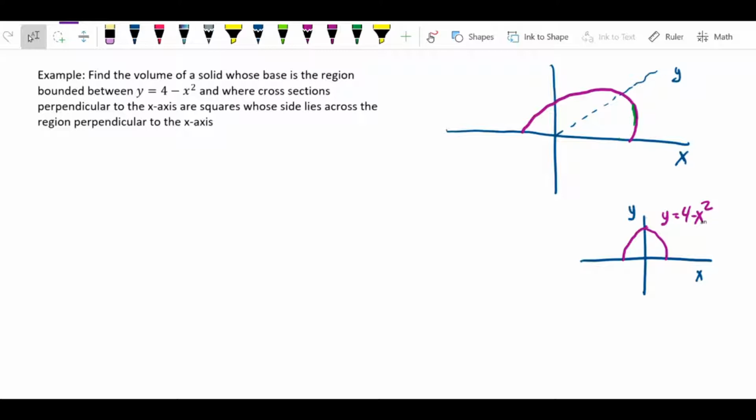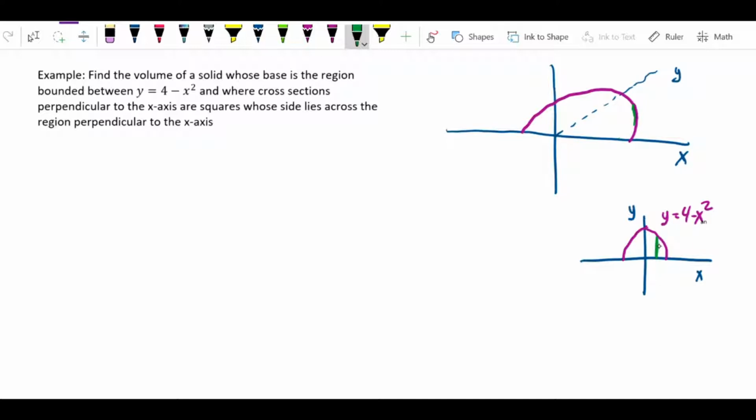So the example is, find the volume of a solid whose base is the region bounded between y equals 4 minus x squared and where the cross sections perpendicular to the x-axis are squares whose side lies across the region perpendicular to the x-axis. Phew. What does that mean? Here, look where I'm pointing, this is a drawing in the xy plane of the parabola 4 minus x squared. So what we can say is that we're going to draw squares where the side of a square is perpendicular to the x-axis and lies right there.